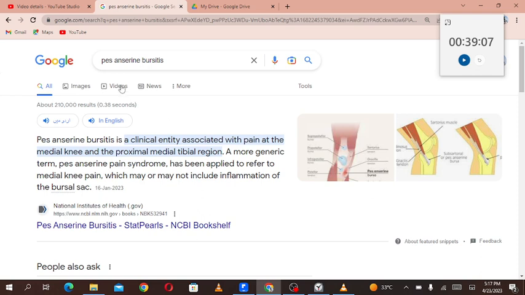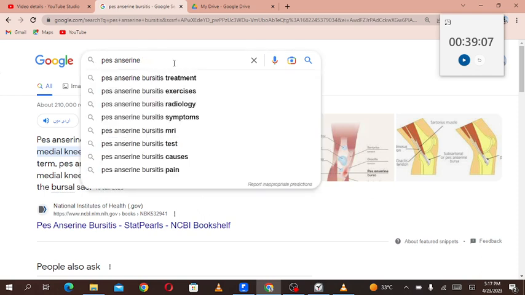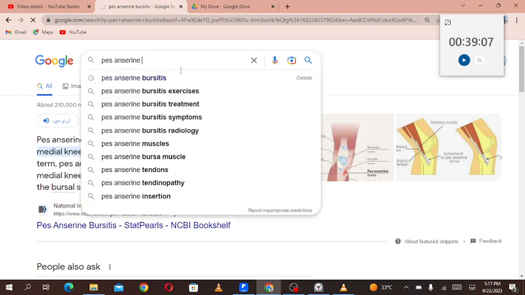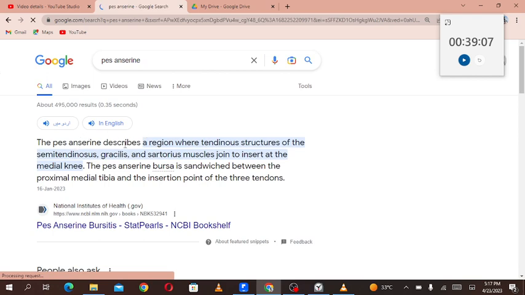So what is pes anserine? Where is that bursa? The pes anserine describes a region where the tendinous structures of the semitendinosus, gracilis, and sartorius muscles join to insert on the medial knee. So this is pes anserine, where three muscles, semitendinosus, gracilis, and sartorius, adhere to the medial knee.